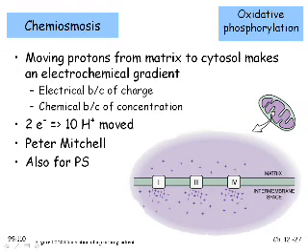All of this moving of protons from the matrix, the most interior part of the mitochondrion, into the intermembrane space has created an electrochemical gradient. So it's an electrical gradient because there is actually an electrical charge difference across it. And it's a chemical gradient because there's a concentration difference across it. And so for 2 electrons that are fed into the electron transport chain, roughly 10 protons are moved.